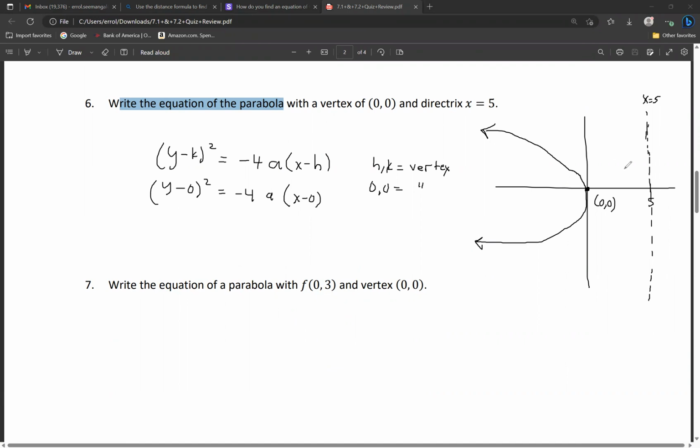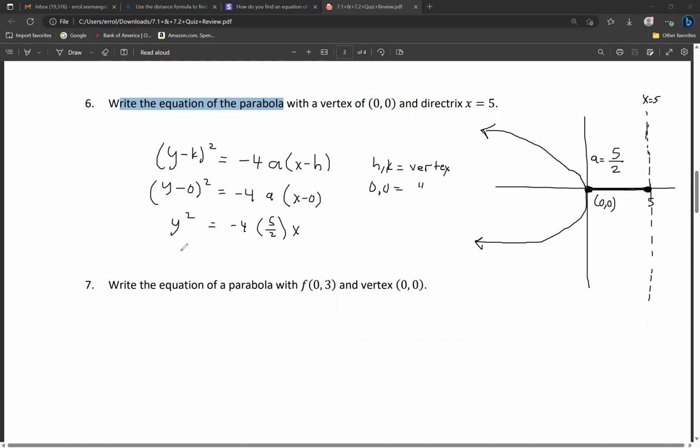What's this distance right here? Between that and that? What's that distance right there? So that's 5. Okay, what's half of 5? 5 over 2, right? Yes. So that's what A equals. So now you're going to plug the A in right here. So y minus 0 is just y. y squared equals negative 4 times 5 over 2 times x.